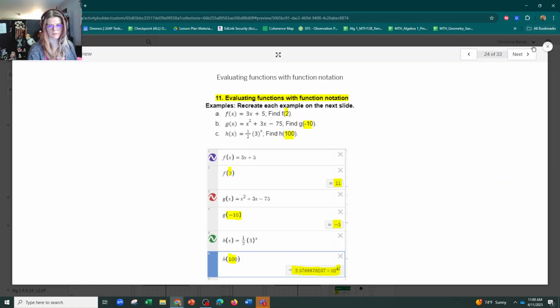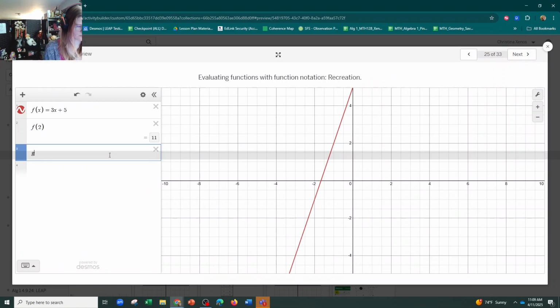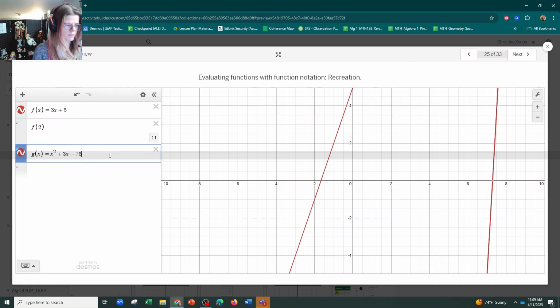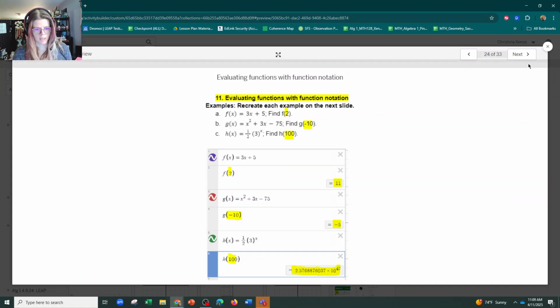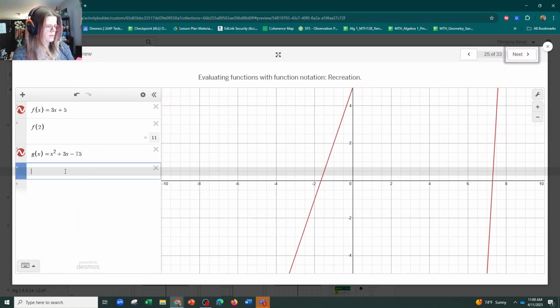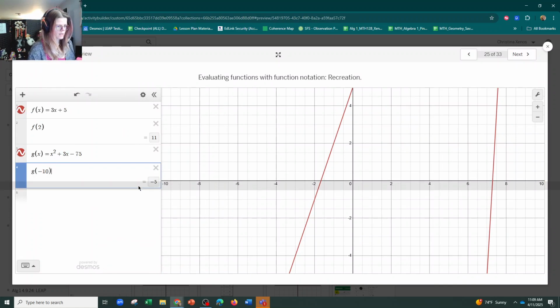So g of x, x squared plus 3x minus 75. Equals x squared plus 3x minus 75. And we double check. Make sure you type the problem in correctly. Yep, and we're doing g of -10 on the next line. G parenthesis, -10. There's our answer, -5.